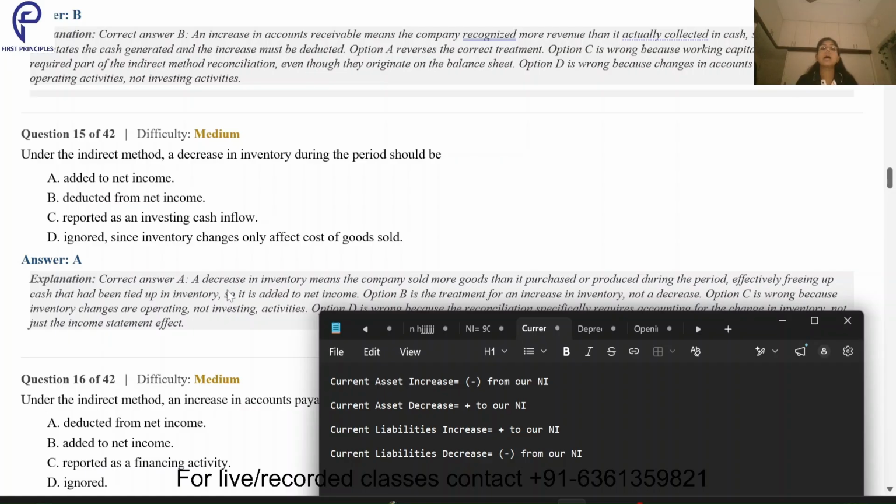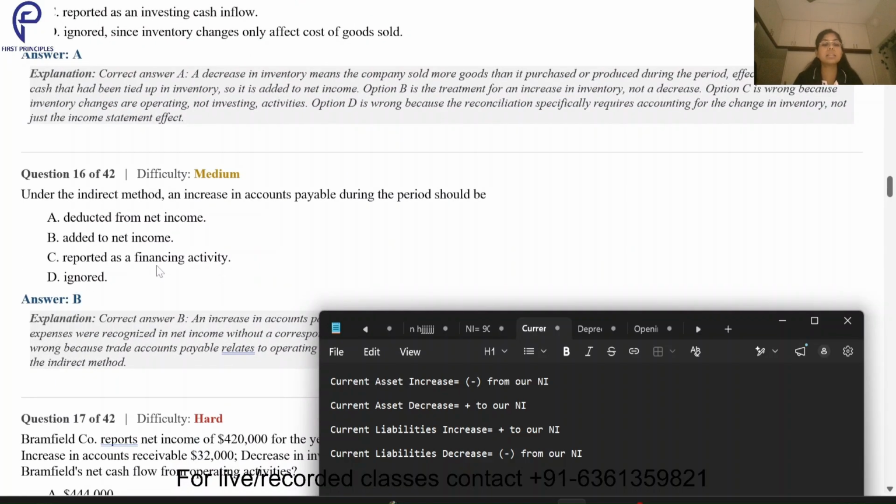Question number 15. Under the indirect method, a decrease in inventory during the period should be. If there is a decrease in inventory, a decrease in current asset is added back to our net income. A decrease in inventory means that the company sold more goods than it actually purchased. So that means we are actually freeing up our cash. We are getting more cash with which the inventory was being tied up. So that is why it is added to my net income, because my inventory is getting freed. I am getting more cash in return of that.